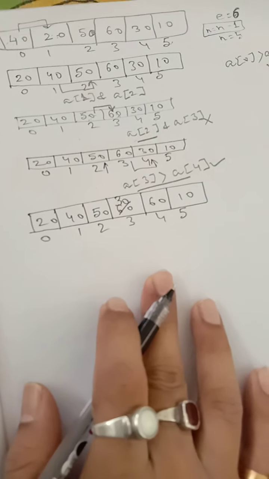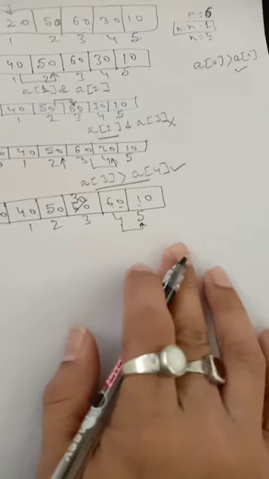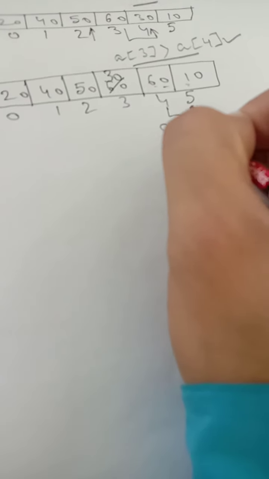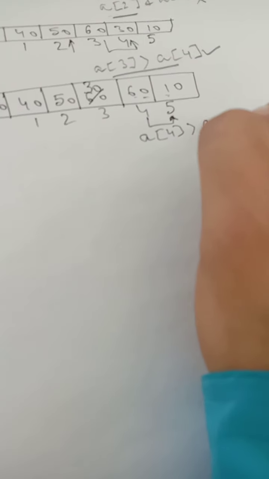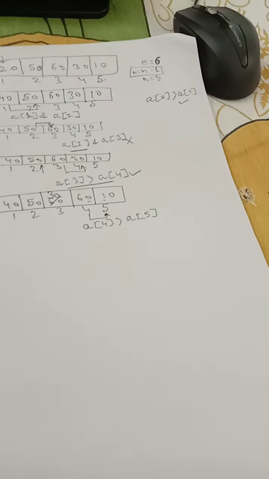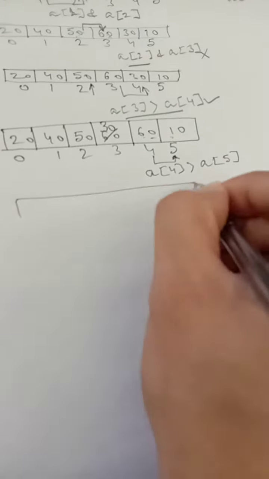Now our next task is to compare between 60 and 10. We see that a of 4 is greater than a of 5, so naturally this will be swapped again.